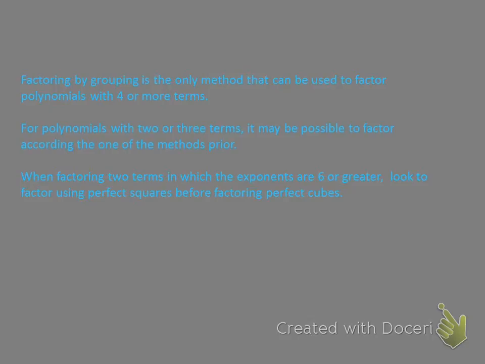The one I said to make sure you get down: when factoring 2 terms in which the exponents are 6 or greater, look to factor using perfect squares before factoring perfect cubes. Not really for any mathematical reason. You can do it either way, just to make your life easier. The next example is one like that.